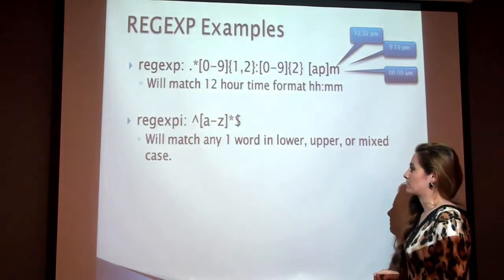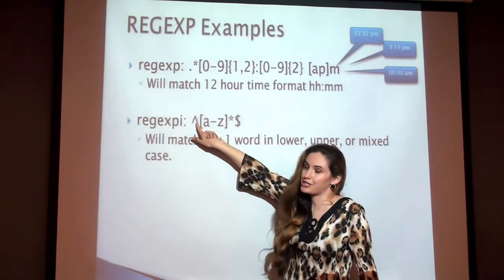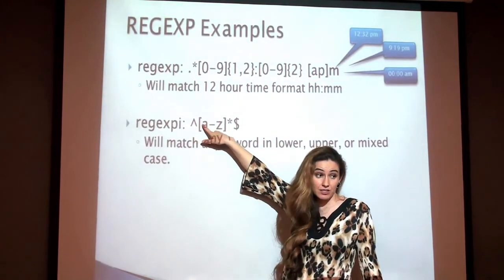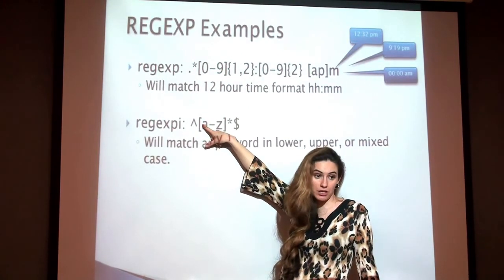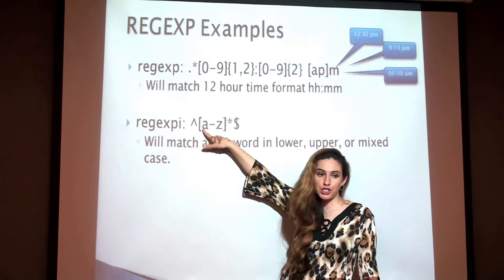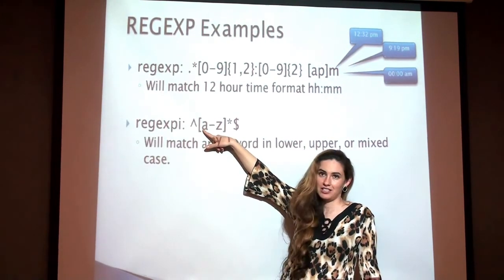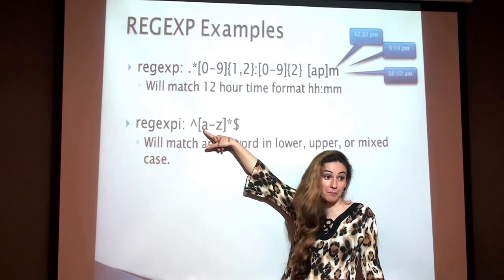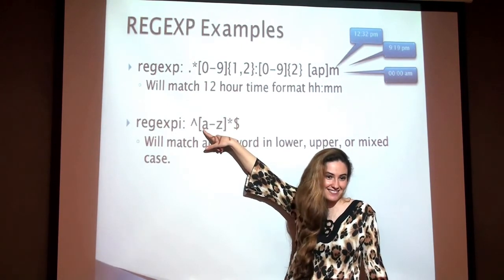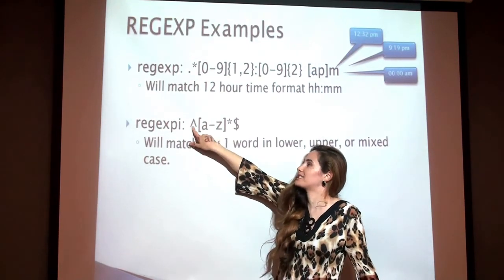Okay, so that's good. One more thing to add. If this character appears inside the square brackets, it actually means not. So if I move this character inside the square brackets, it would actually mean any combination of numbers, spaces, special characters that are not A to Z. Make sense? So be very careful where this thing goes. This means beginning, this means not.